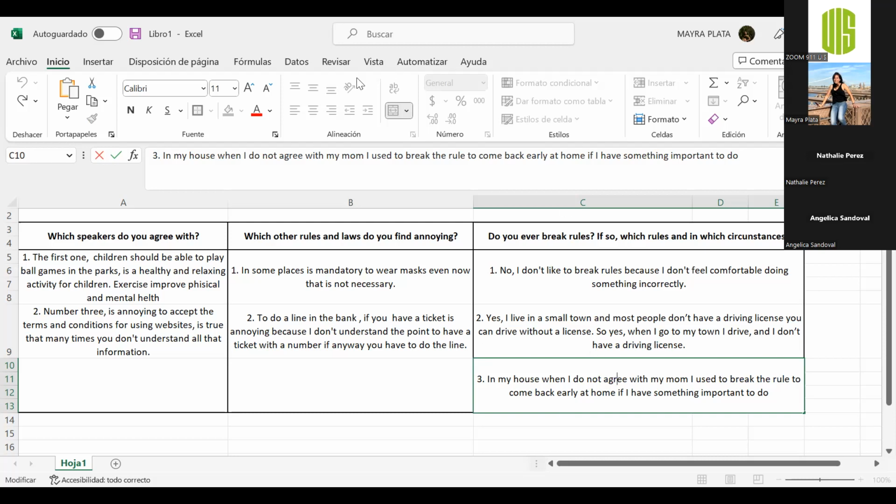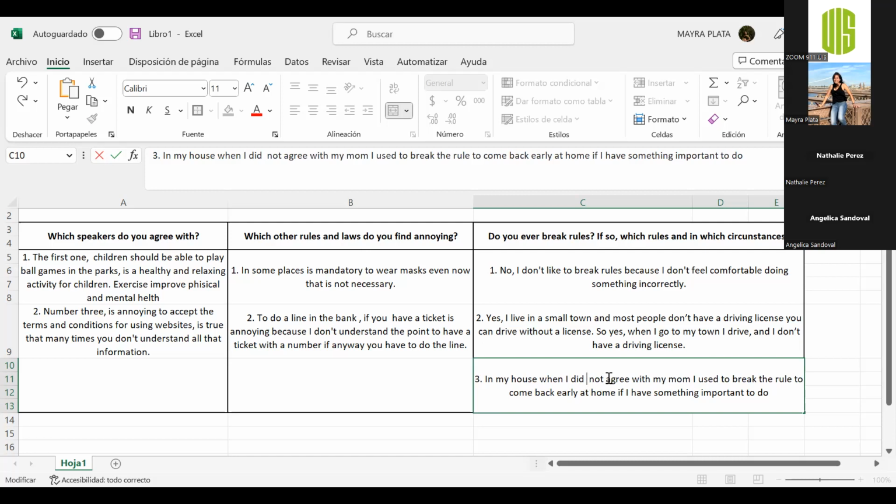My question is a little bit confusing, maybe. It says in my house when I... So, okay, the rule is come back early at home. So if you do not agree with that, so I break the rule. I'm not sure if I'm being clear with the idea. Notice that in the part... Oh, I got it. Like, I did not agree with my mom.